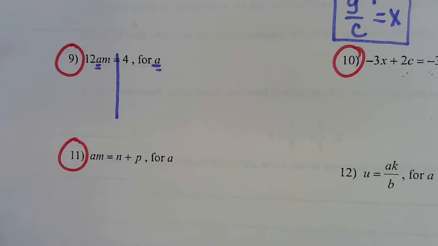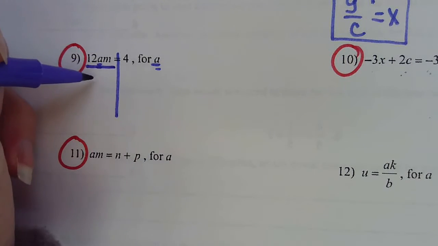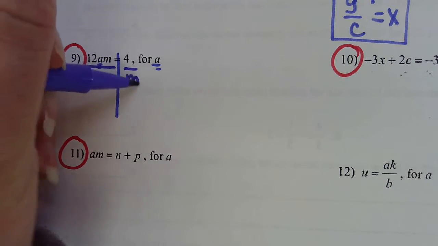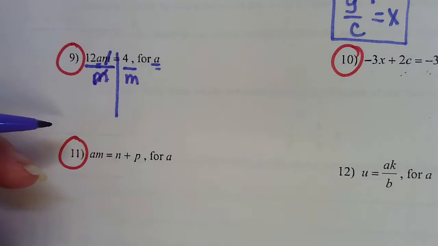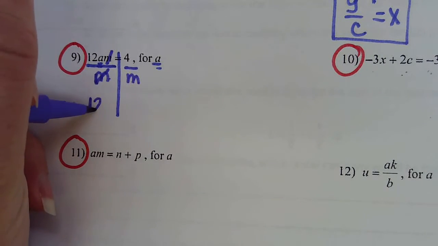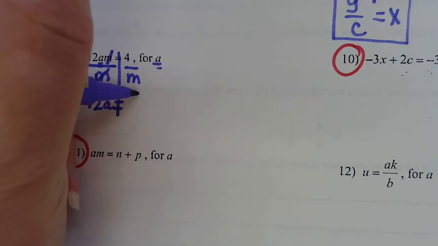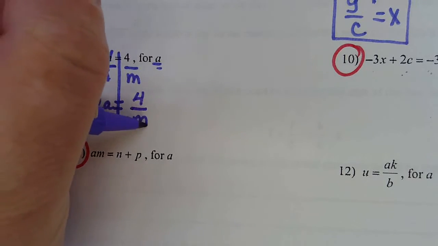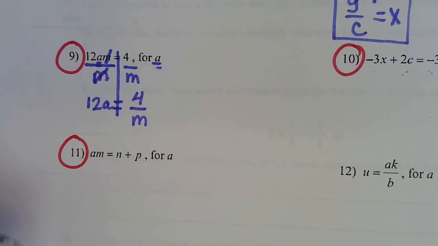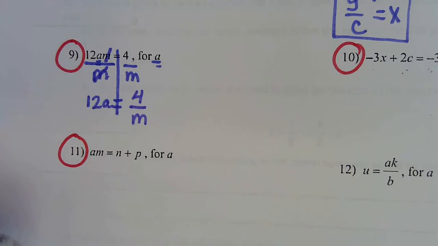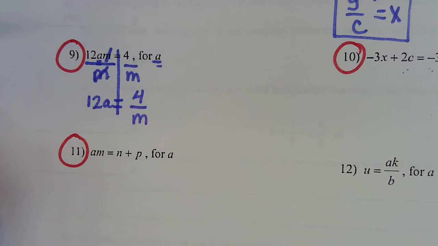What do I got to do? Divide by M. Okay, I'm going to divide by M. So the M's will cancel on the left, and I have 12A equals 4 over M. Then what do I do? Divide both sides by M again. M's already on the other side.